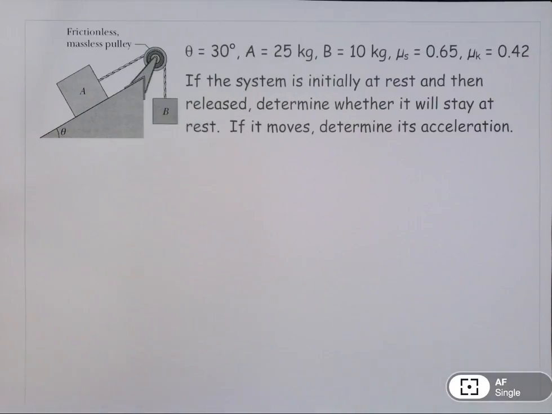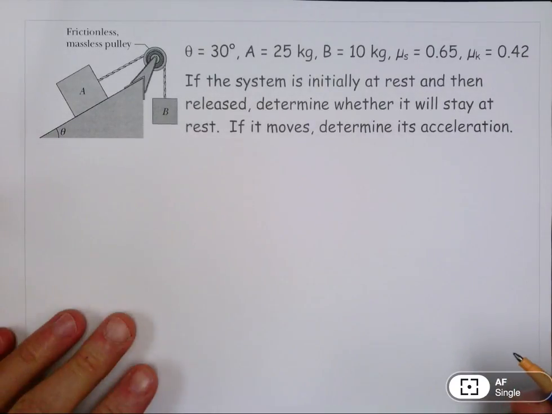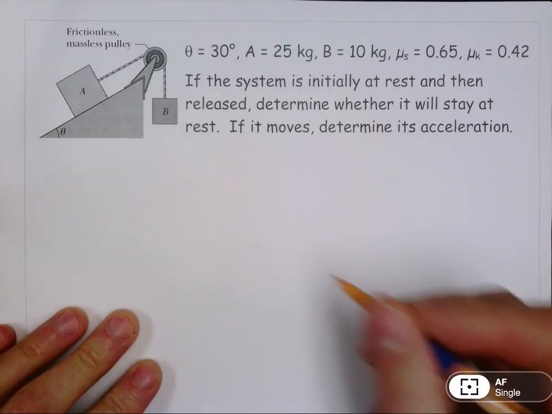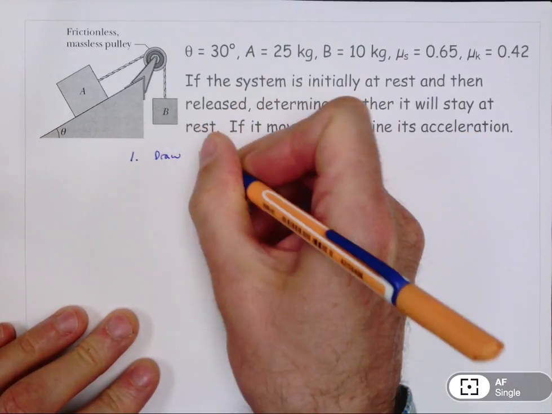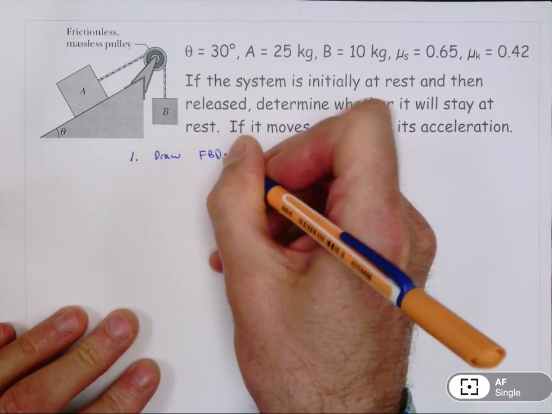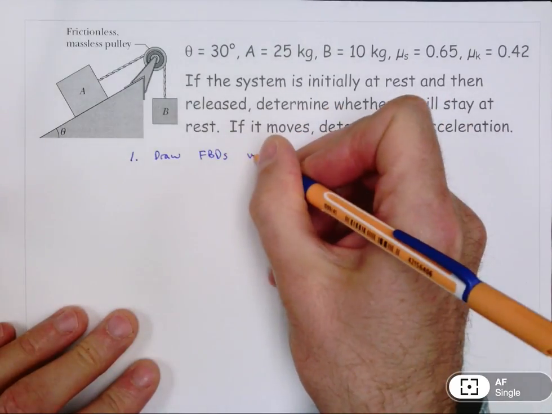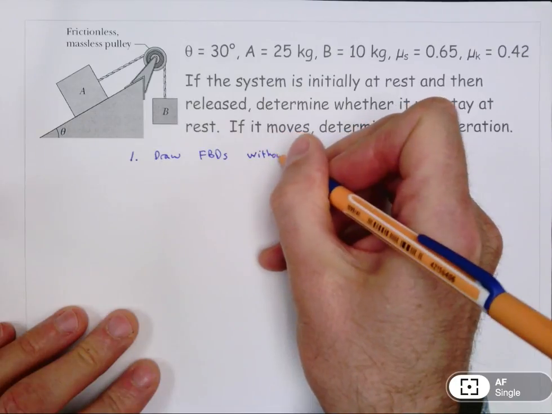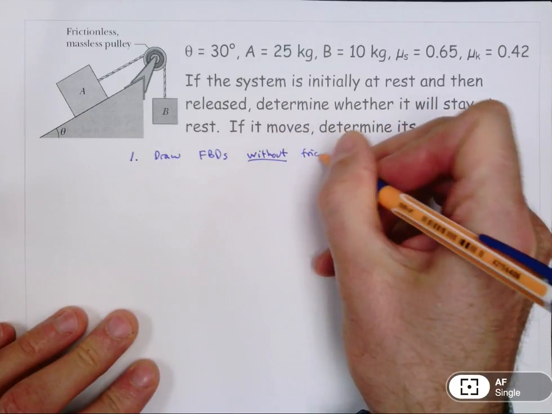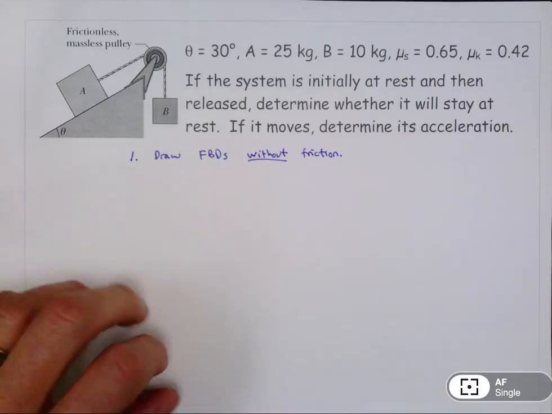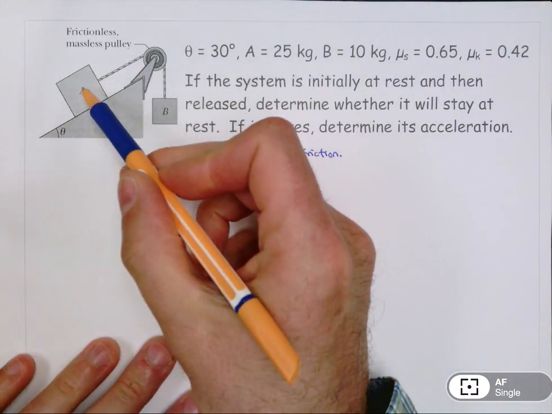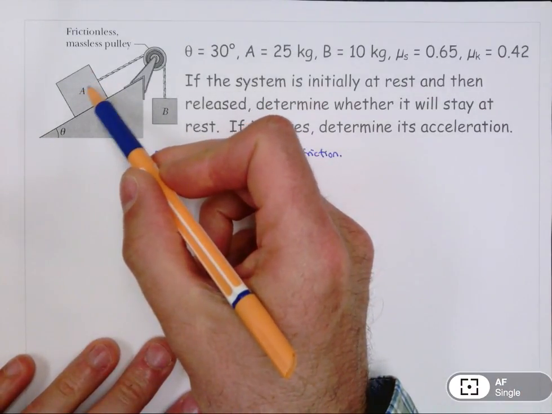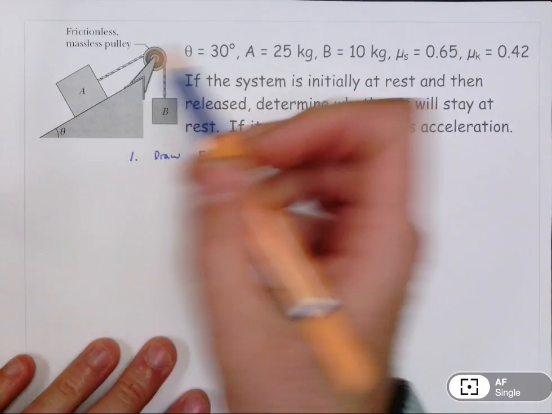Actually write the steps down in a problem like this, because it's pretty complicated and the steps are important. So the first thing I'm going to do here is draw the free body diagram of each object, first though, without friction. And here's why. Honestly, we don't know which way friction points on block A. It's not immediately clear whether block A has a tendency to be pulled up or slide down the incline.